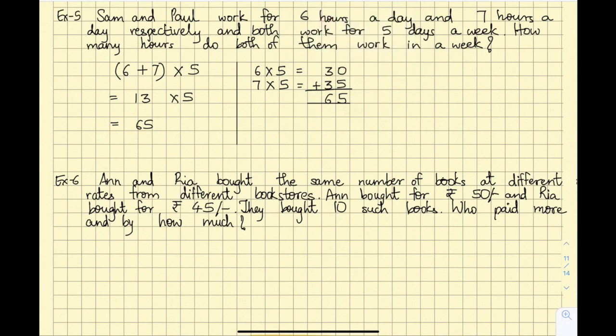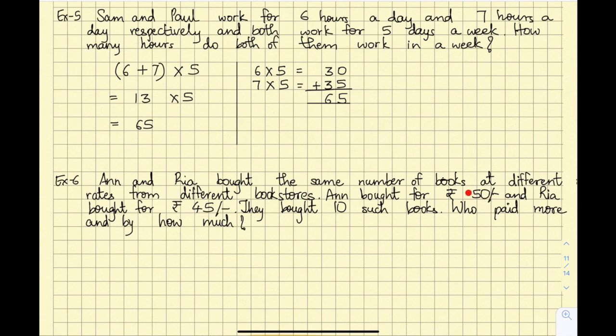Next example is Anne and Ria bought the same number of books at different rates from different bookstores. Anne bought for ₹50 and Ria bought for ₹45. They bought 10 such books. Both of them bought 10 such books. Who paid more and by how much? So here whatever is the similar category, that we put inside the bracket. Similar category is the price of books. One paid ₹50 whereas the other paid 45.